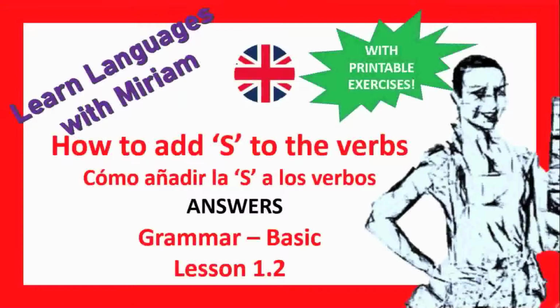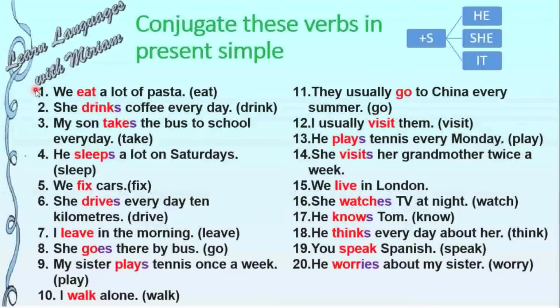I'm Miriam and today we are going to see the answers of the video how to add s to the verbs. Let's start. So in this exercise you have to conjugate these verbs in present simple. Remember, for he, she, it, we add an s to the verb.